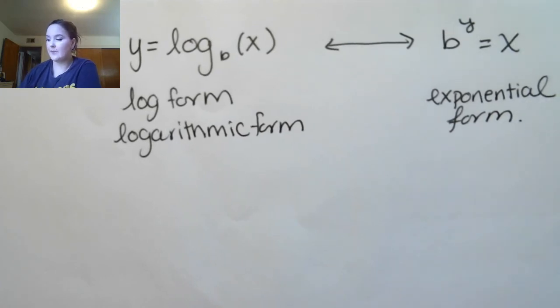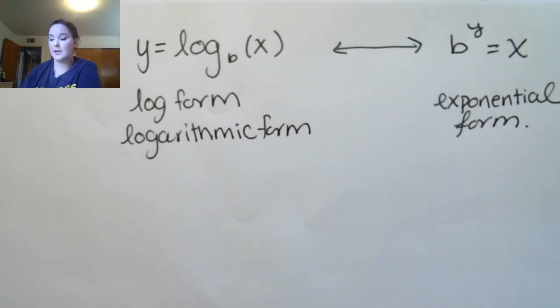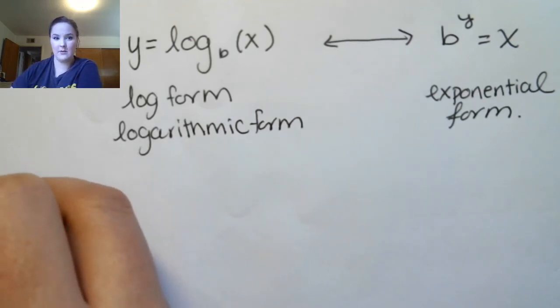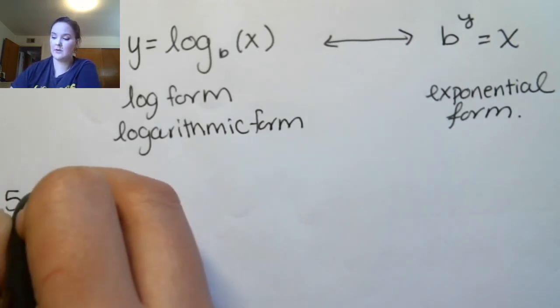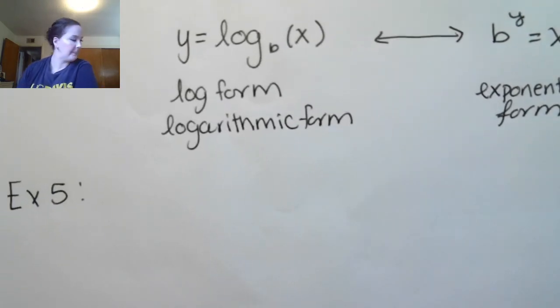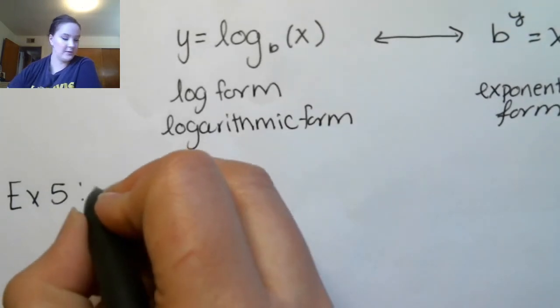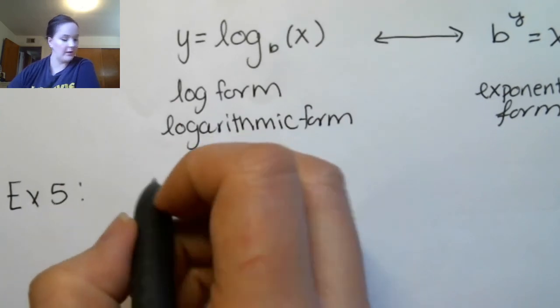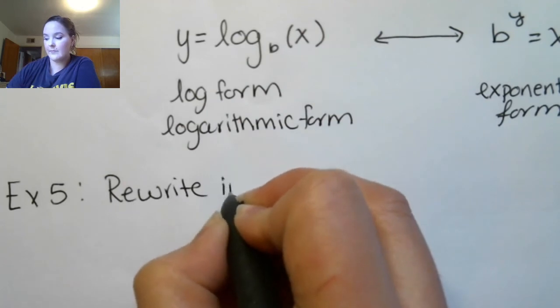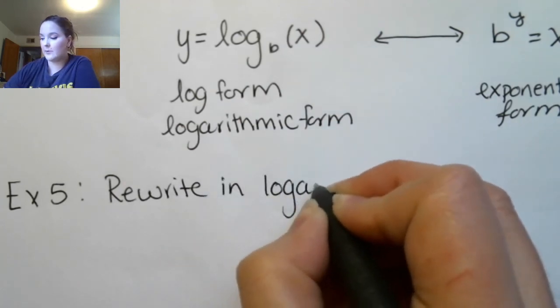All right. So let's do some examples of going back and forth between information that's in log form and information that's in exponential form. What number example am I on? 5. Perfect. Okay. So we're going to go ahead and rewrite in logarithmic form.